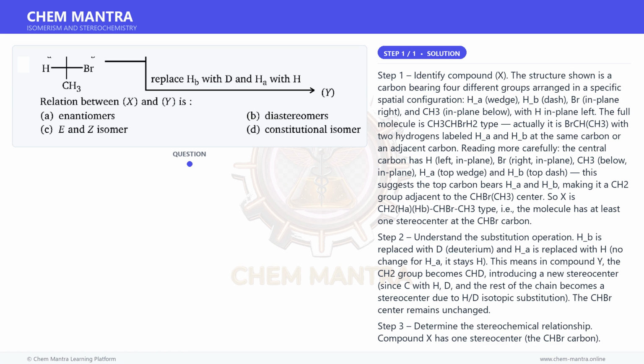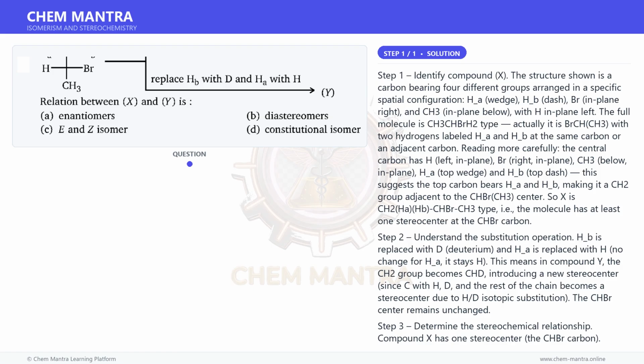Since X has one stereocenter and Y has two stereocenters, same connectivity, different number of stereocenters due to isotopic substitution creating a new chiral center, they are stereoisomers but not mirror images of each other. They have the same connectivity but differ in spatial arrangement at two centers. One center is present in both, the CHD center is new in Y.